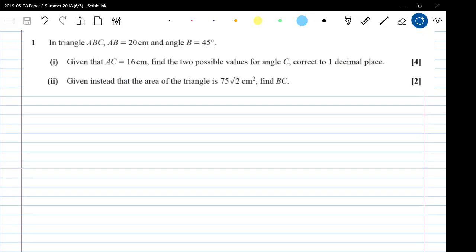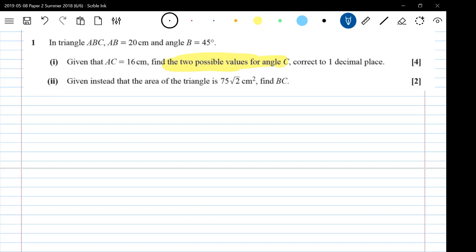Okay, so this is question 1. In the triangle ABC, AB is 20 and the angle B is 45. Given that AC is 16, find two possible values for the angle C, correct to one decimal place.